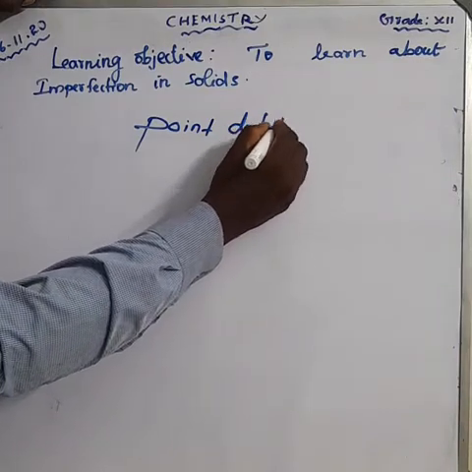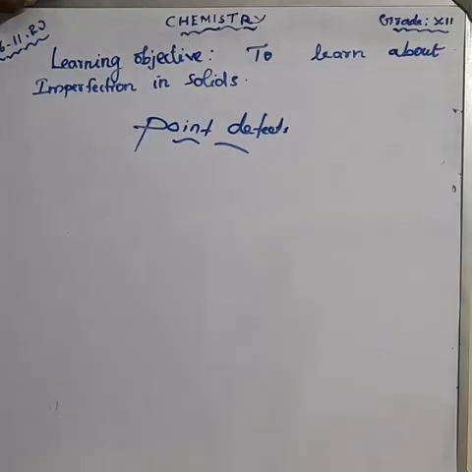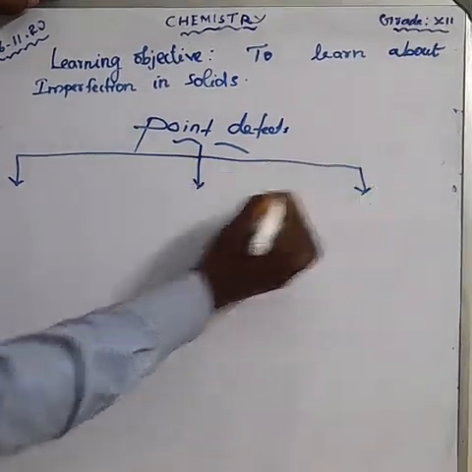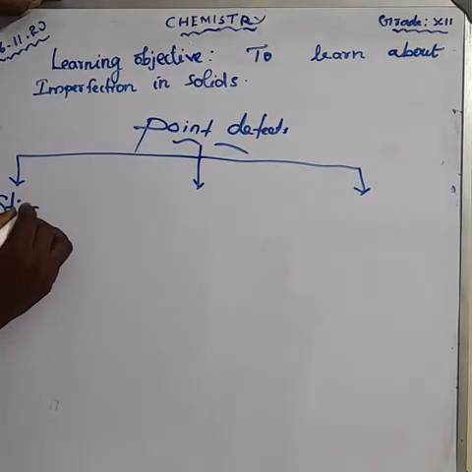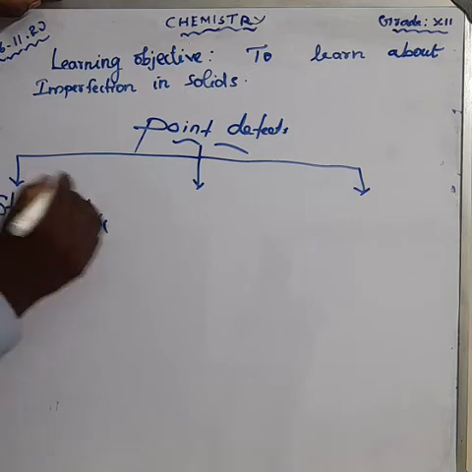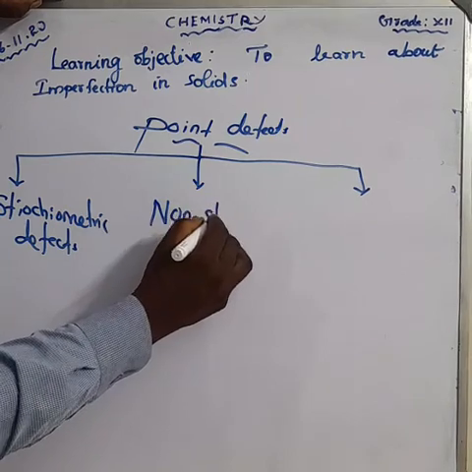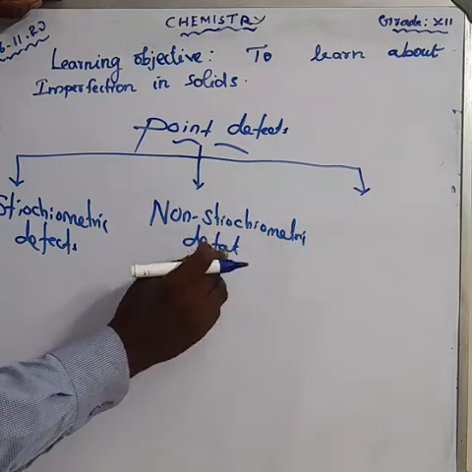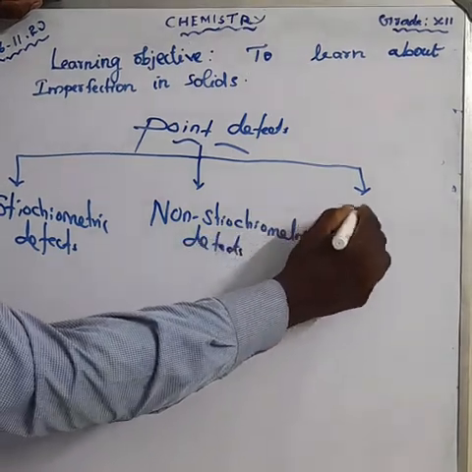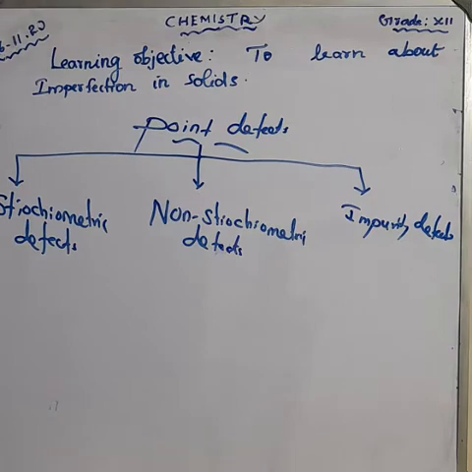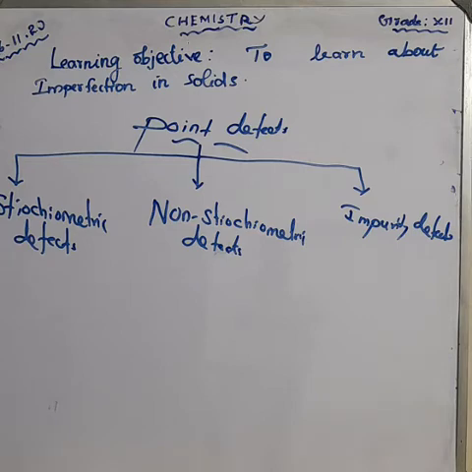Point defects. The point defect can be classified into three types: stoichiometric defects, non-stoichiometric defects, and impurity defects. These are the three types.